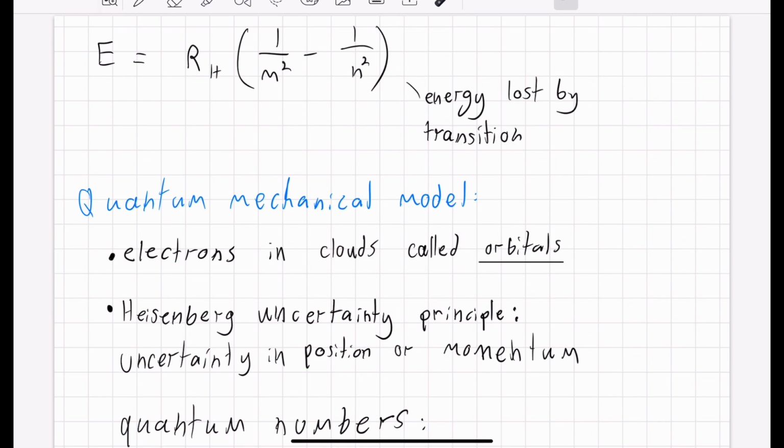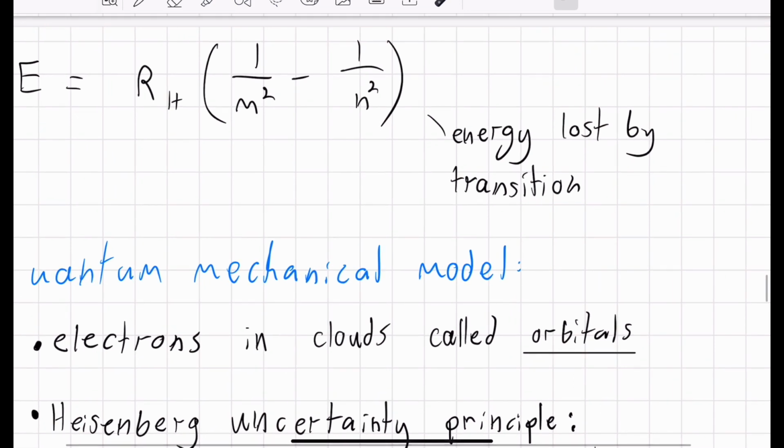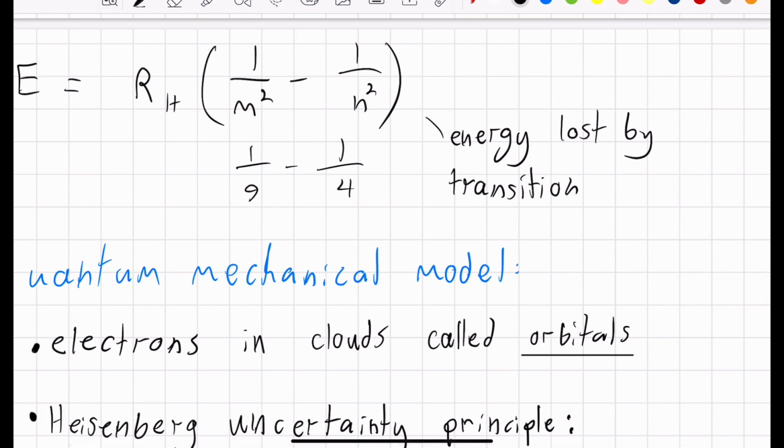So one formula that relates to the series is this right here. E equals the Rydberg constant multiplied by 1 over m squared, m being a higher energy level or higher energy shell, minus 1 over n squared, which is the lower energy shell or energy level. And what's basically happening here is, let's say, for example, we have an m, an energy level for m as 3. So then you have 1 over 9 minus 1 over, and let's say the lower energy level is 2. So we have 1 over 2 squared, which is 1 over 4.